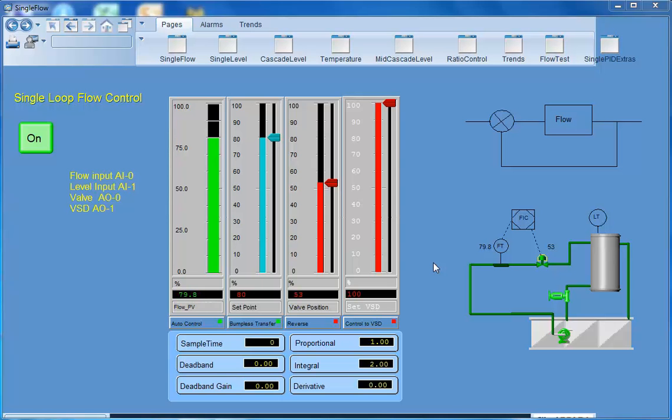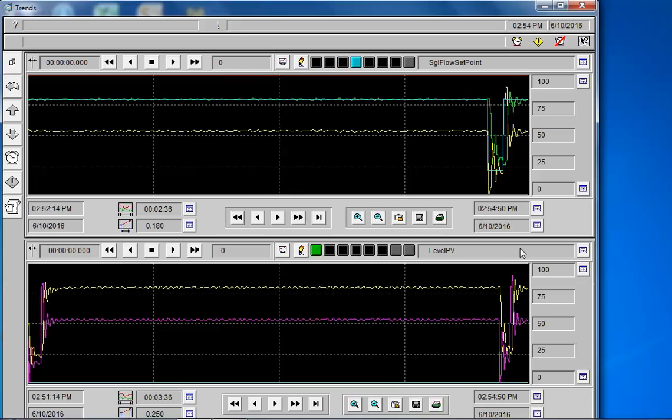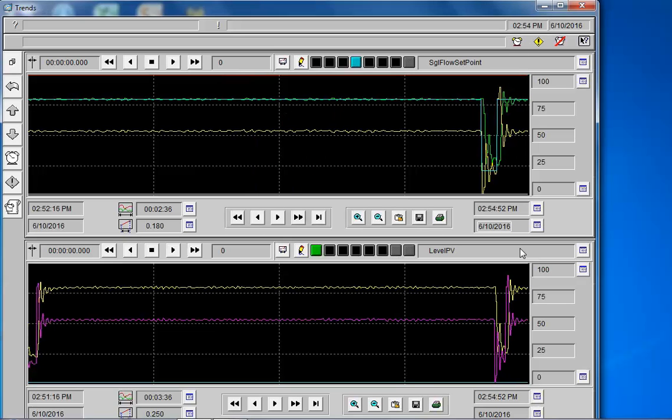We're now going to look at fine-tuning a flow loop. Initially we're going to operate from a full range of our operating scale, so 20% and through to 80%. We'll let that settle, then look at our trend graph and see what our loop is looking like.